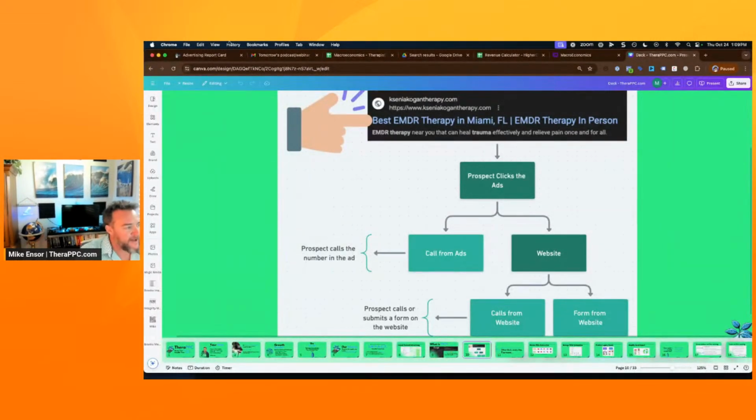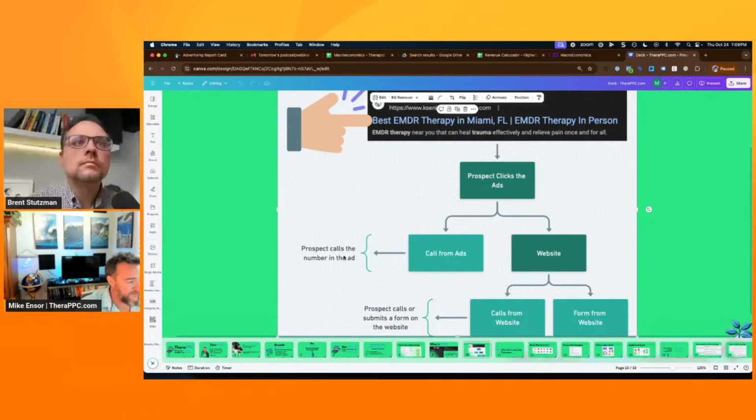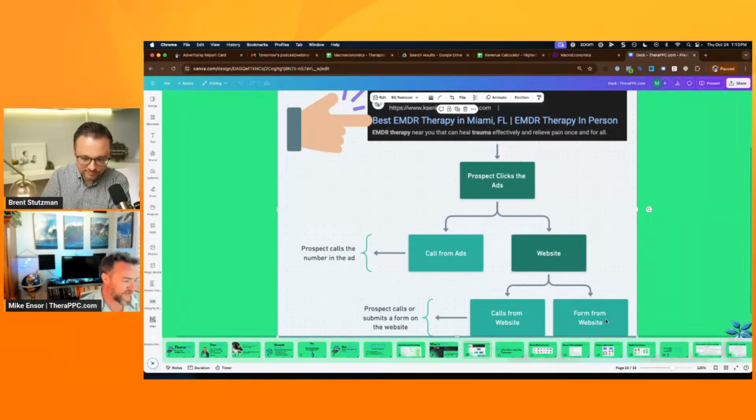Once they click that ad, they go to either the ad itself and they call the number in the ad, so they never actually reach your website. This is called a call only ad. Or they click the ad and they go to the website and they call you from the website or fill out the form on the website. The form on the website could also double as a chat bot or any type of typed in content so that you can get that person's contact information.